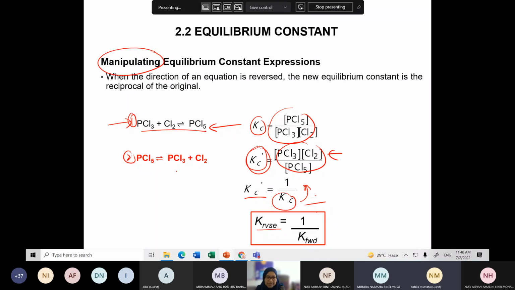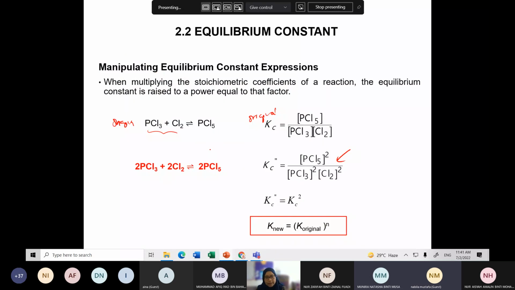This is the forward reaction, this is the reverse reaction. So how do we relate these two? We can conclude that K reverse, or Kc prime, is equal to 1 over K forward. This is one way to use the original Kc in order to get the new Kc, provided the reactions are similar. Don't use reactions that are unrelated, otherwise how would you manipulate it?